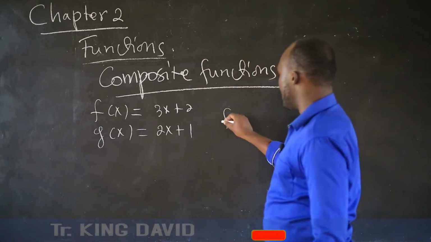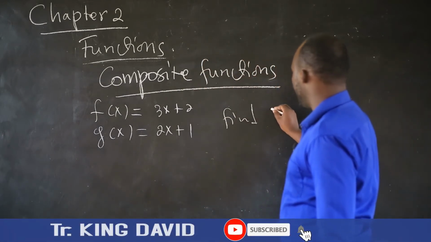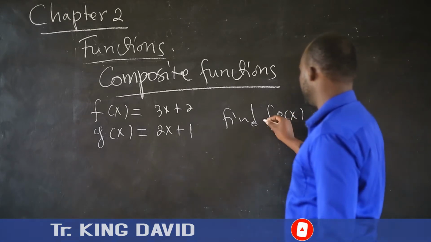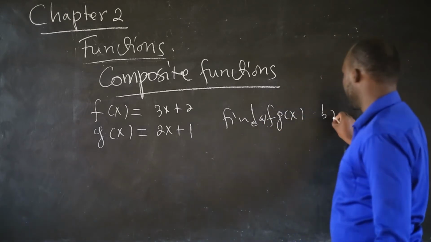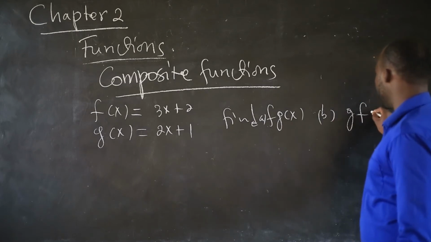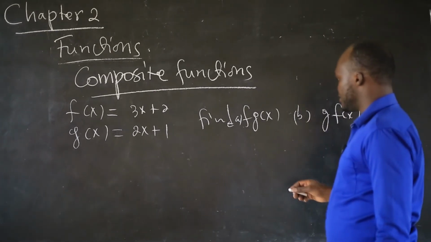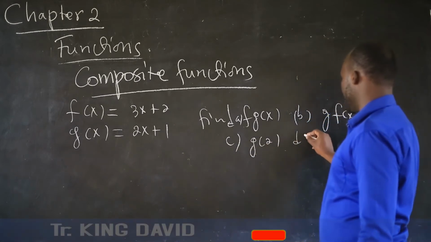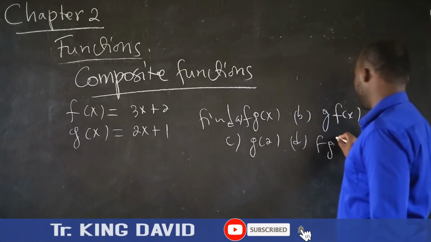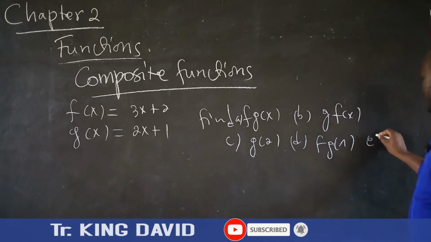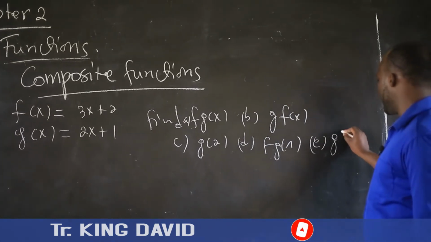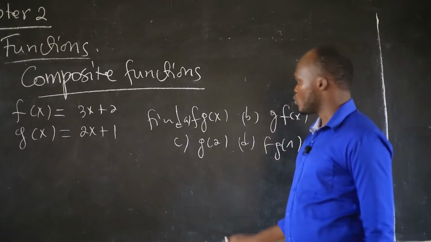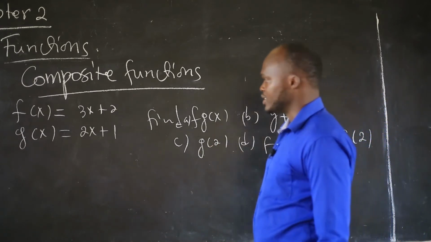And they can ask you to find fg of x. That's A. B, they ask you to find the gf of x. C, they ask you to find g of 2. D, they ask you to find fg of 1. E, they can ask you to find gf of 2. How can you find that one? That's what we call composite functions.